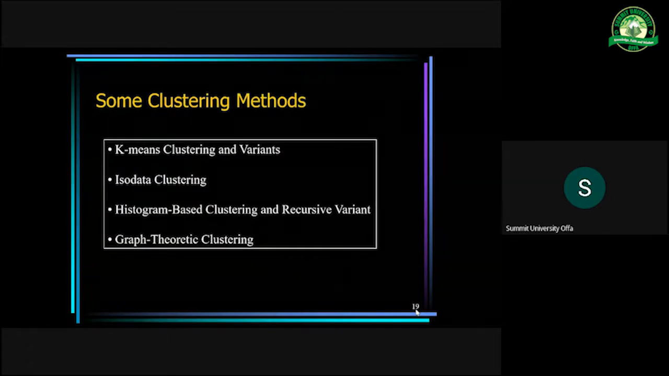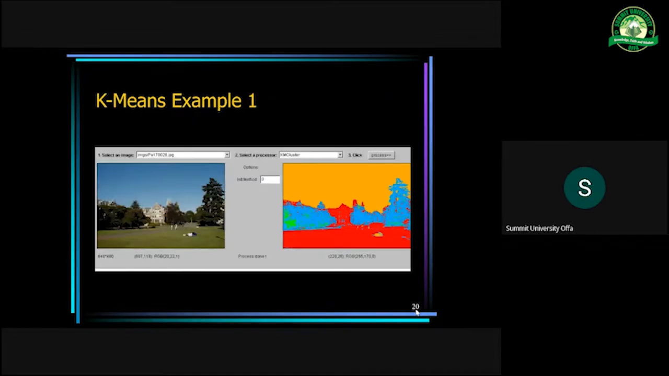Clustering techniques, and these are some of the clustering: K-means algorithm, K-means clustering and its variants, ISODATA clustering, histogram, and graph theoretic clustering. K-means is a type of unsupervised algorithm. You don't need training data. It just clusters the images into the necessary clusters. So this is an example of the K-means algorithm.